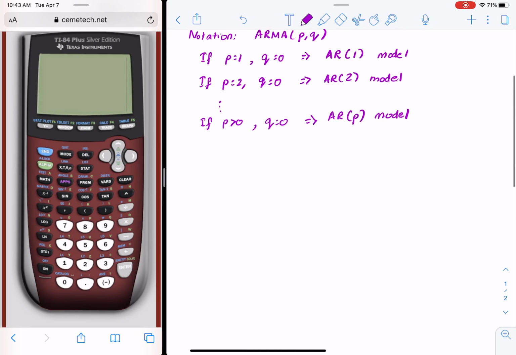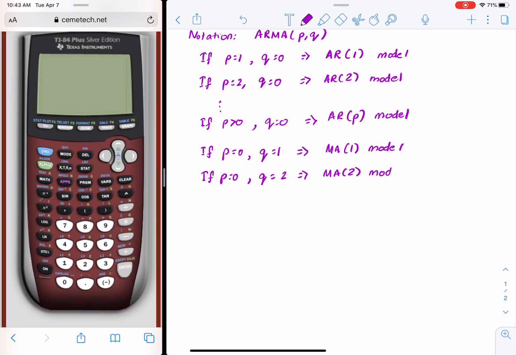In a similar manner, if P is equal to 0, Q equals 1, that would imply an MA(1) model. If P equals 0, Q equals 2, that would be an MA(2) model. Likewise, if P is equal to 0 and Q is greater than 0, then that would be an MA(Q) model.